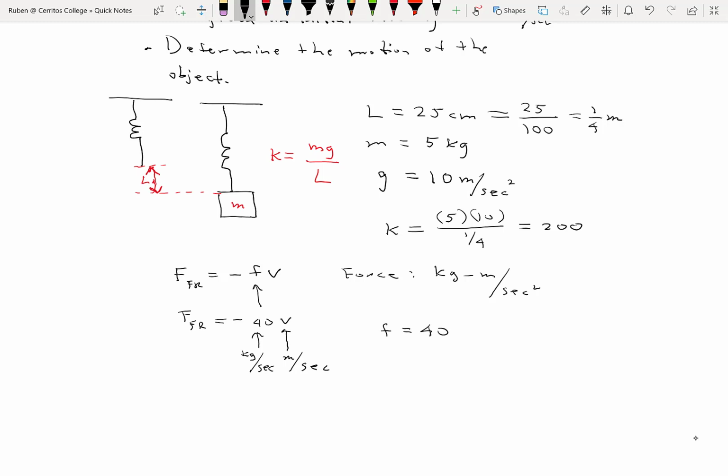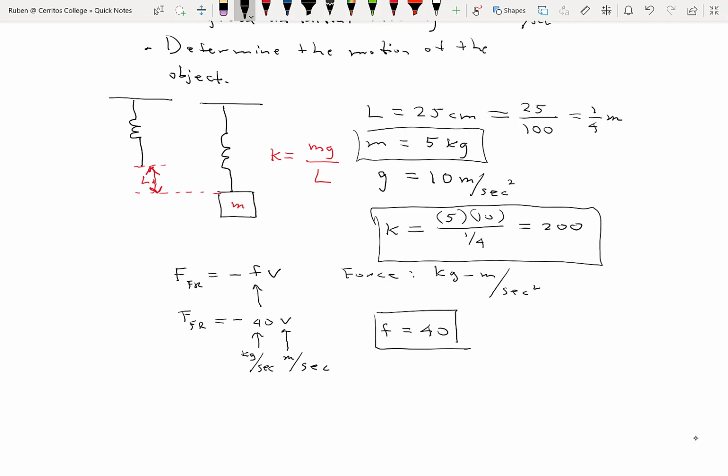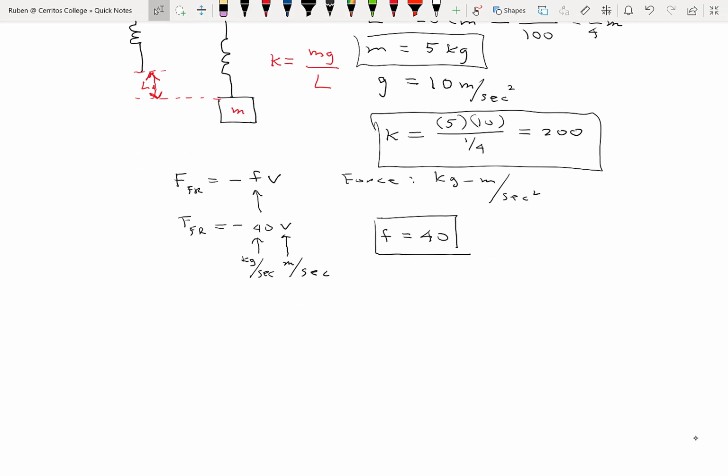F must be 40. K is 200. M is 5, and we're ready to put those constants into our differential equation. So our differential equation from above was mu double prime plus fu prime plus k times u equals h of t. So m is 5, so 5u double prime. F is 40, plus 40u prime. K is 200, plus 200u equals, and we don't have any external force acting on the system, so equals 0.